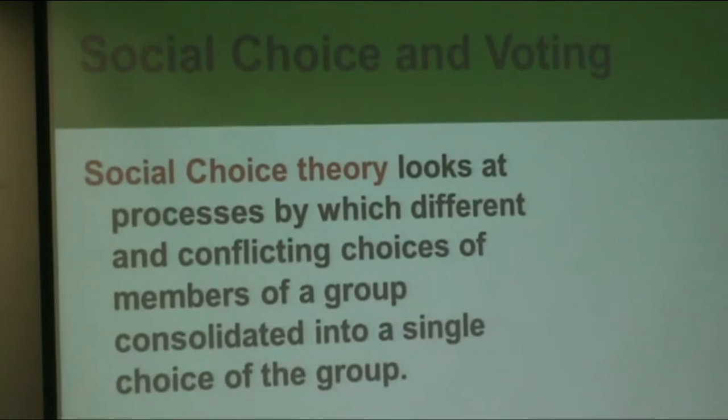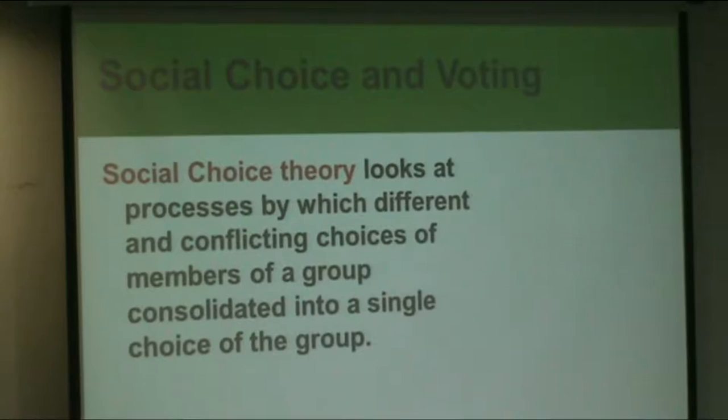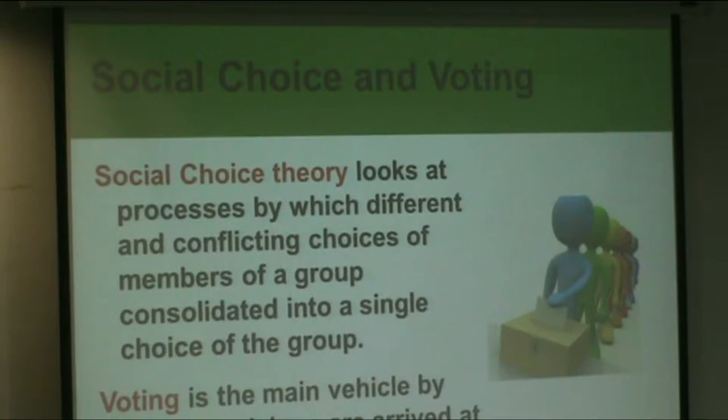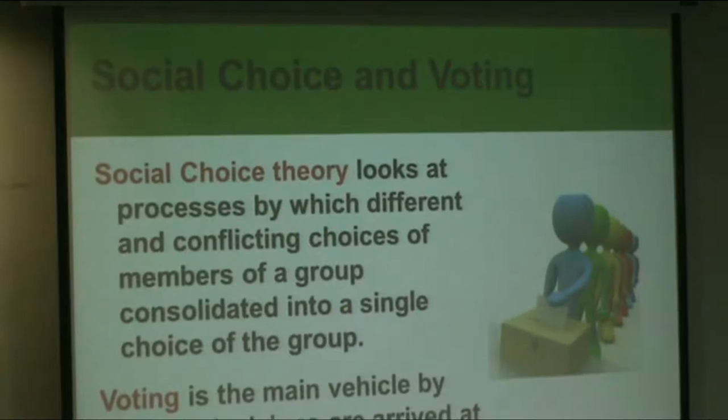Choice of group. So that's the aim of social choice. We have a big group, and we want to make one decision. One way to come up with that decision is through voting. So voting is the main vehicle by which decisions are arrived at in a democratic society.